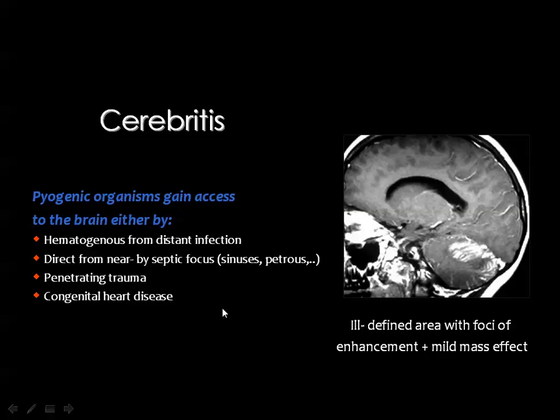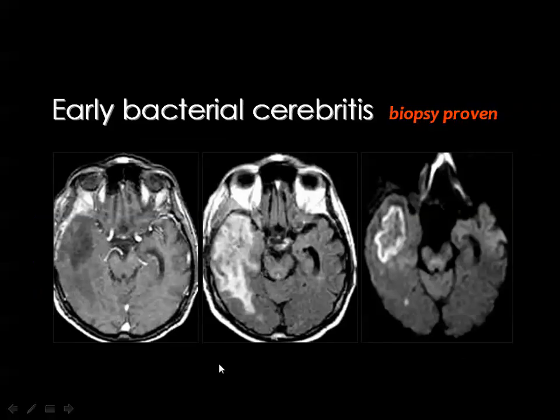And penetrating trauma may also help to introduce organisms into the intracranial space. Also, septic emboli from congenital heart disease may have a role. Early bacterial cerebritis is difficult to diagnose. In the early stage, you can see only a lesion, which is hypodense on the CT scan, and low signal on the MRI. And if you inject the contrast media, it will not enhance.